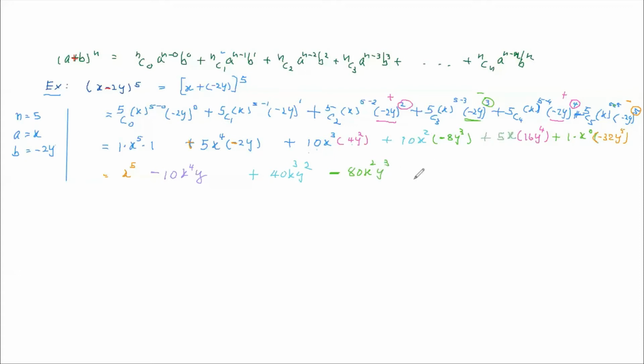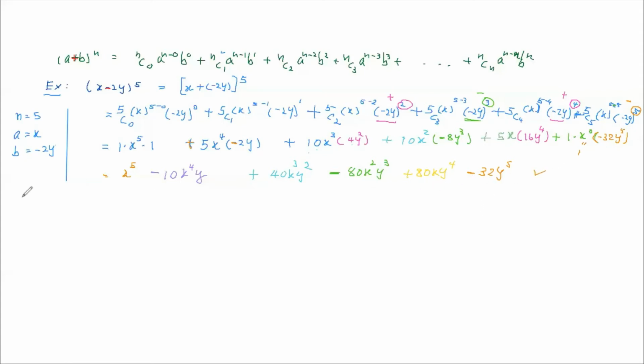Okay. Now the next term, what's it going to be? 5 times 16 is what? 80, right? Plus 80, yes. And then x, y to the power 4. Okay. Then the last term here: 1 times x to the power 0. x to the power 0 is always 1, right? So 1 times this, and this is negative. So this one should have a negative sign, 32 y to the power 5. Okay, so this is the final answer.